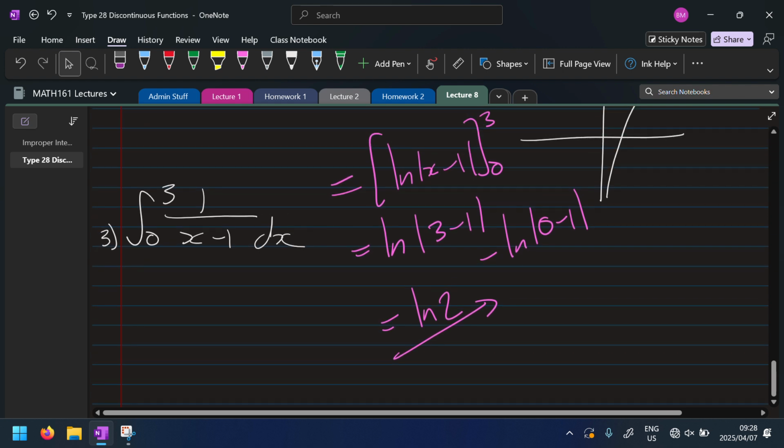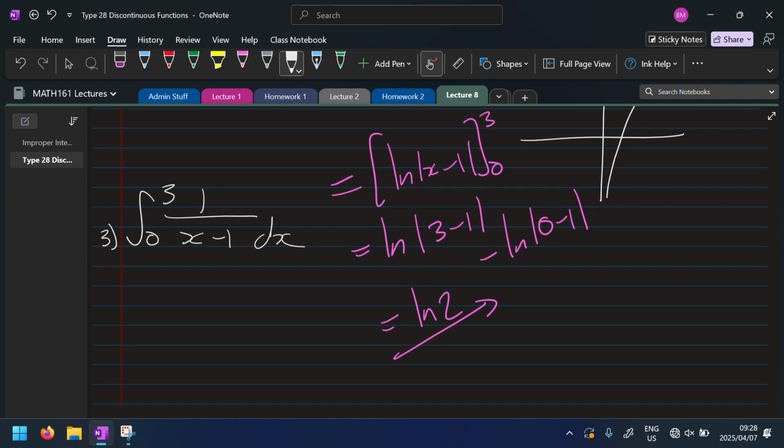Okay, so what we want to do is write this as two integrals. So an integral for the left-hand side of the asymptote and an integral for the right-hand side of the asymptote. So we're trying to exclude that asymptote in the middle. So this will be the integral from 0 to 1, just before the asymptote. So that's 1 over x minus 1, plus the integral after the asymptote. So that will be 1 to 3.